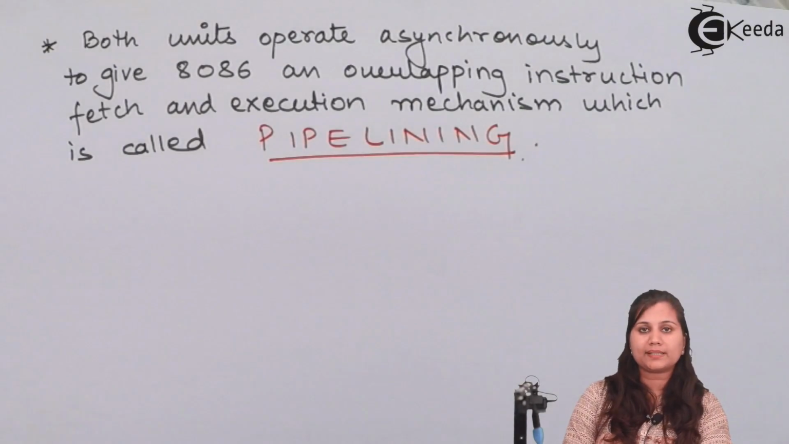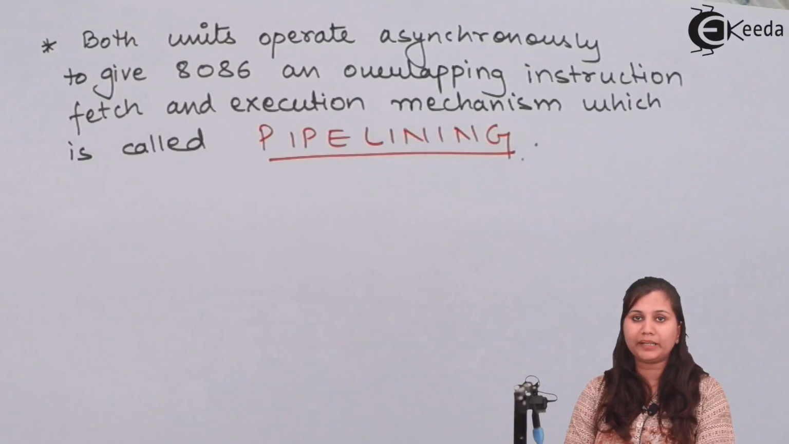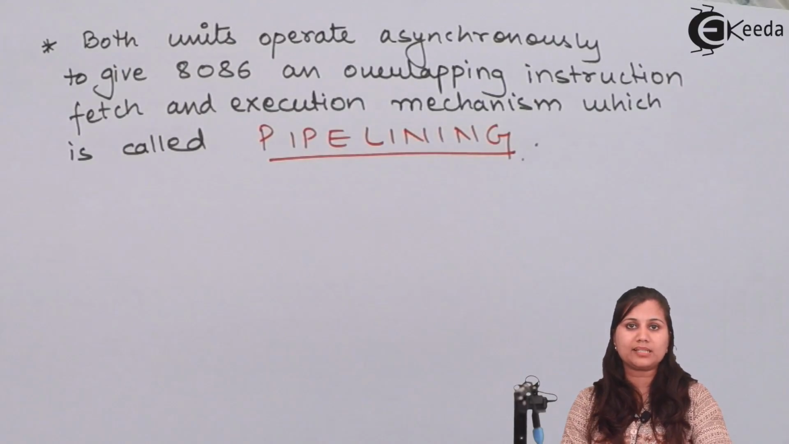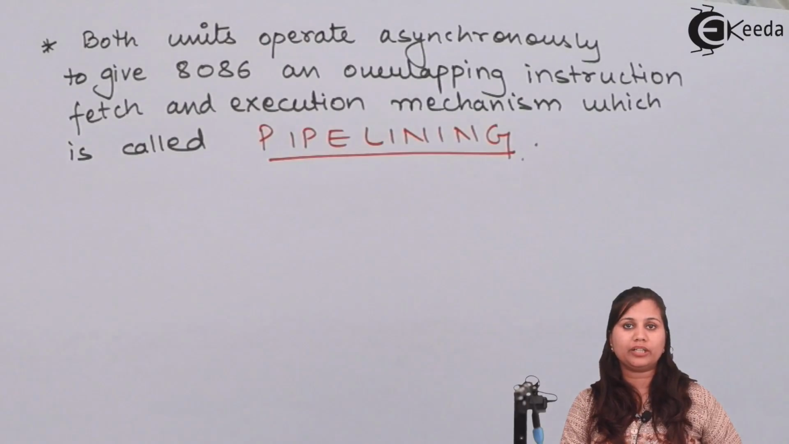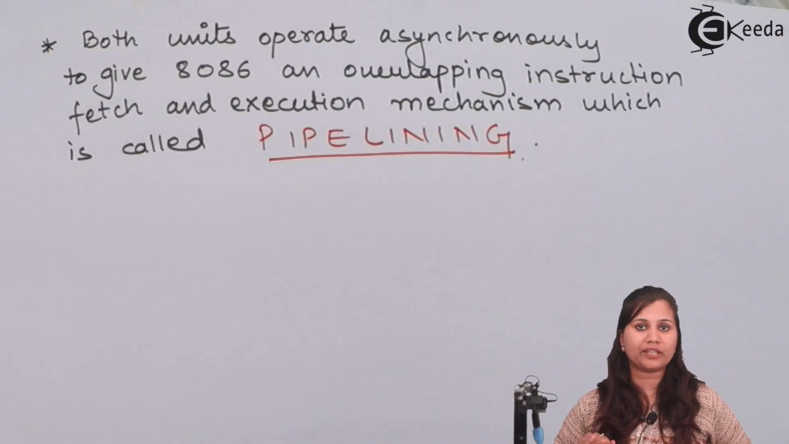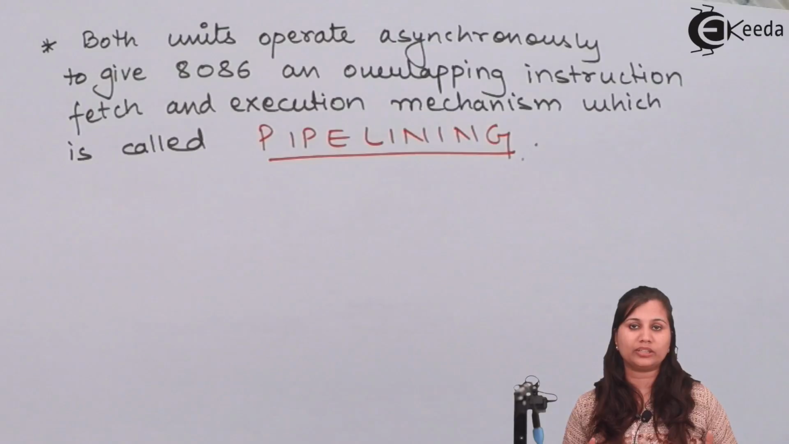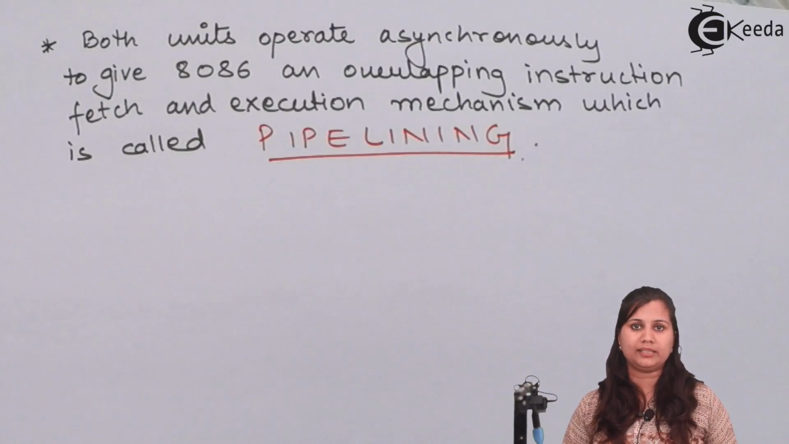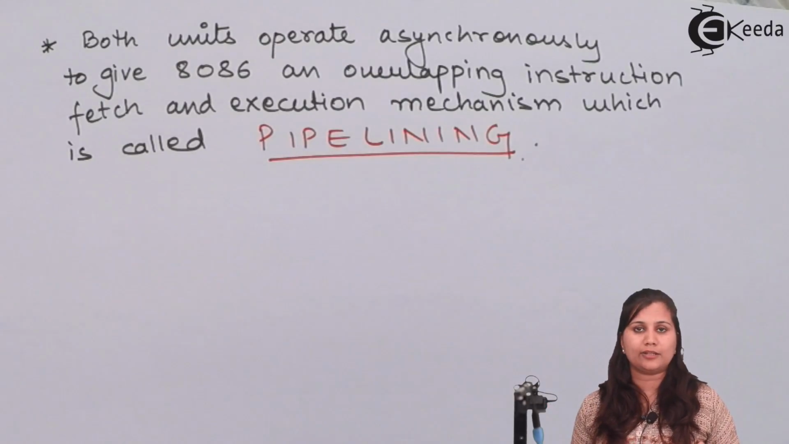So both these units, the bus interface unit and the execution unit, operate asynchronously. Asynchronously means that the functions of the bus interface unit are independent, they do not depend upon the execution unit, and also the functions of the execution unit are not synchronized, they are not occurring at the same time as those of the bus interface unit. So both operate independently of each other. The bus interface unit is fetching the instruction code, and those instructions are executed in the execution unit. So fetching is done by the bus interface unit and execution is done by the execution unit.